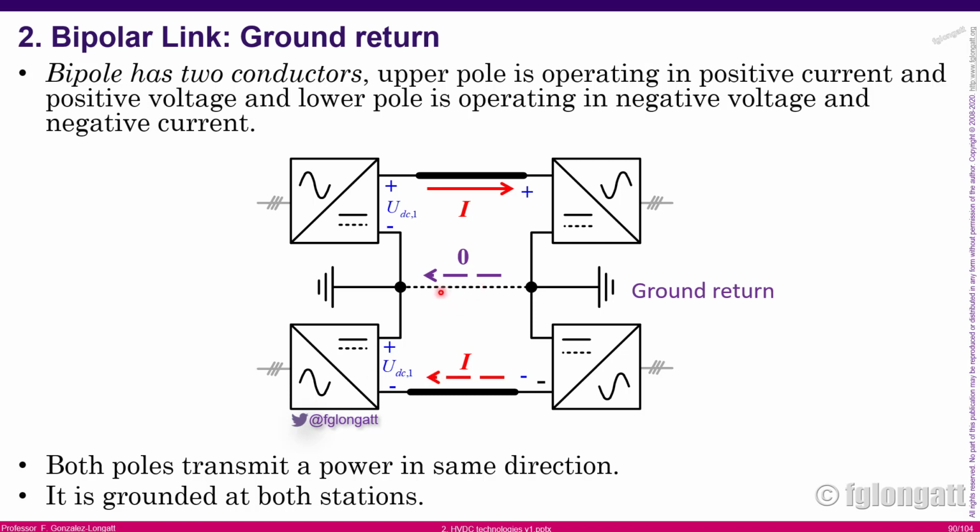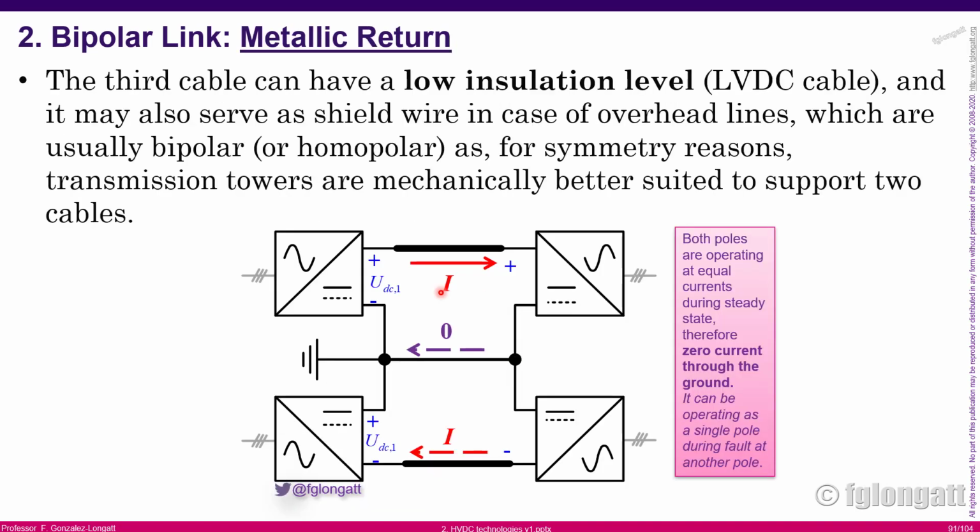Of course, we can include a ground return. That ground return in normal conditions will be 0. Okay, the current going through that grounded return is 0. However, we can use a metallic return over there with very specific interest. Okay. If we include a metallic return, there is a possibility of using that return when there is a contingency, okay?